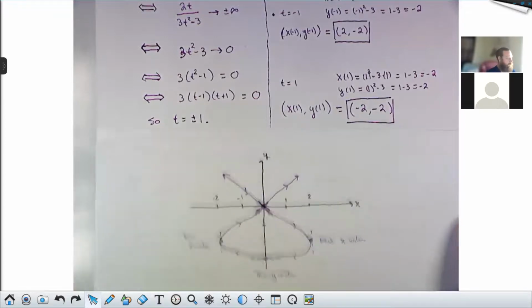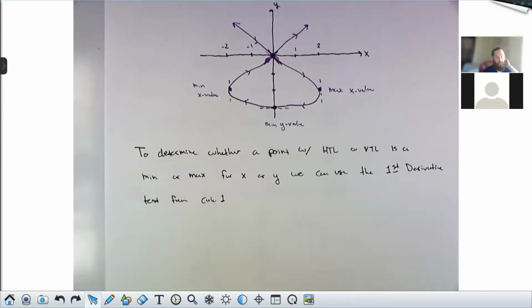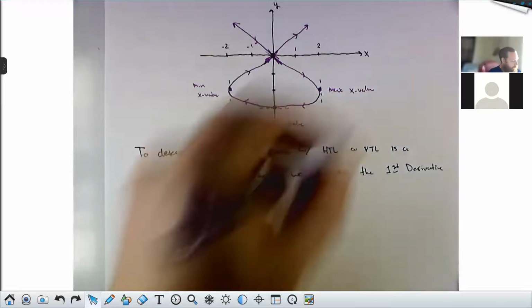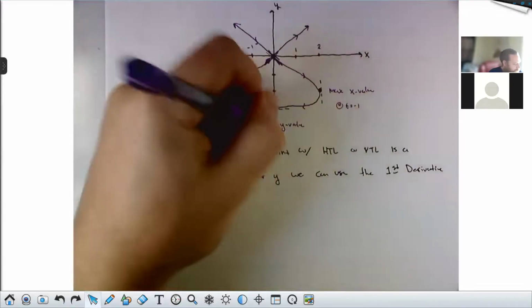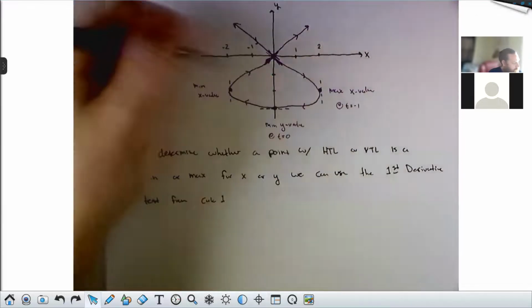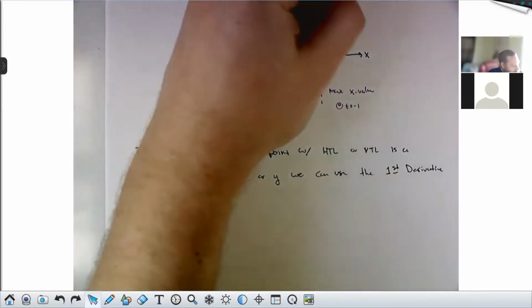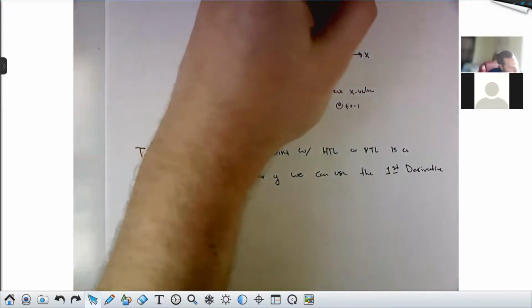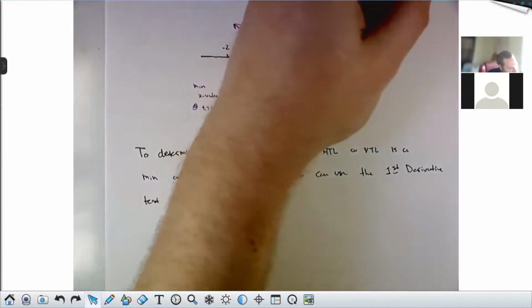We could use the first derivative test from Calc 1. So these guys came from, put the t values here. This was t equals -1. This guy came from t equals 0. And this guy came from t equals 1. The x equation here was t cubed minus 3t, and the y equation was t squared minus 3.